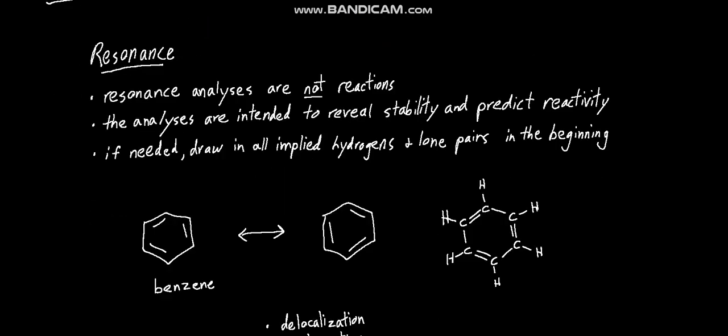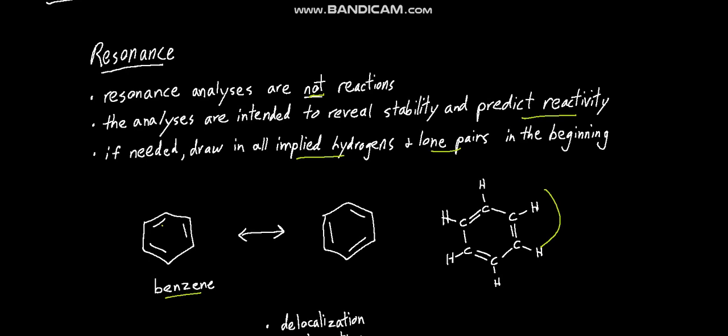Resonance is an analysis, not a reaction. So the analysis is used to reveal the stability of molecules, but also to predict reactivity, so it is related to reactions. In the early going, to visualize better, you might want to draw in all your implied atoms and lone pairs. So I did that over here on the right so you could see what this molecule actually looks like. This is the classic case of the resonance in benzene.